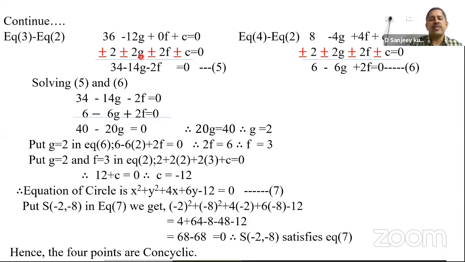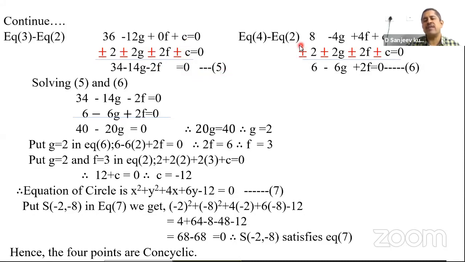Next, 2 plus 2g plus 2f plus c is equal to 0. Because you are going to subtract here. Why are you going to subtract? Because I want to cancel the c's. It is 36 minus 2, 34. Then minus 12 minus 2 is minus 14. And 0 minus 2, so it is minus 2f is equal to 0. C and c got cancelled. So we got the first equation, number 5.